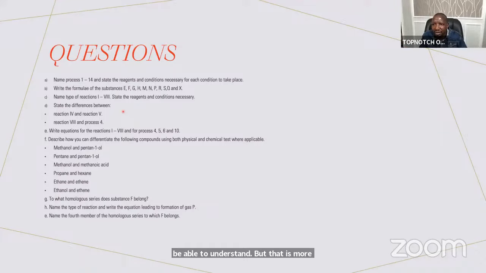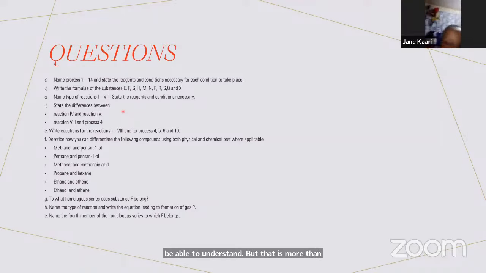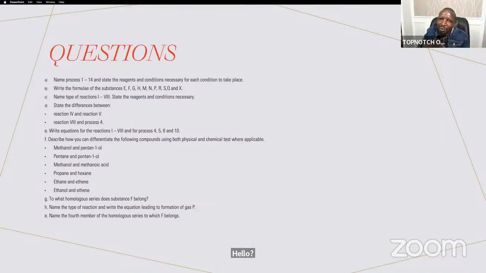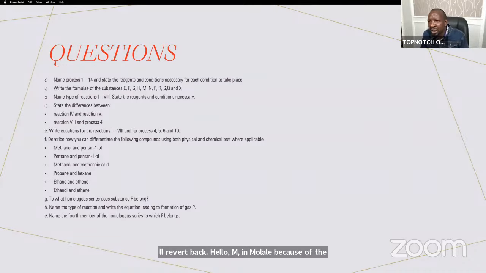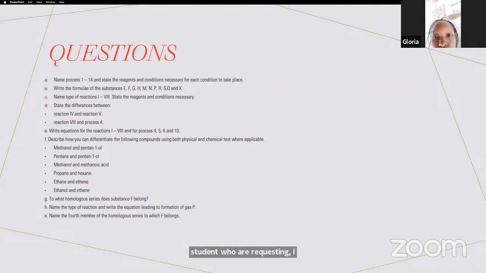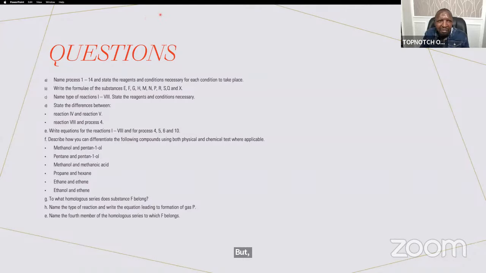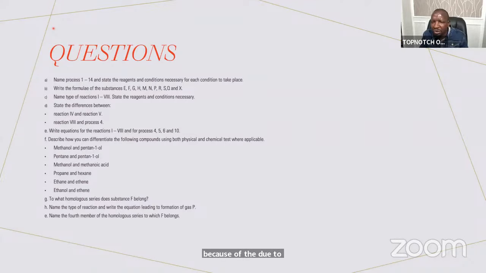Okay. I'm giving you 2 minutes, then we'll revert back. Because of the students who are requesting that I expound on that, remember, I'm just giving things free of charge, giving back to the community, because I don't think I'll be able to get more time today. But due to public demand, I'll see if I can get there before Friday, maybe in the evening, but we can tackle it now.